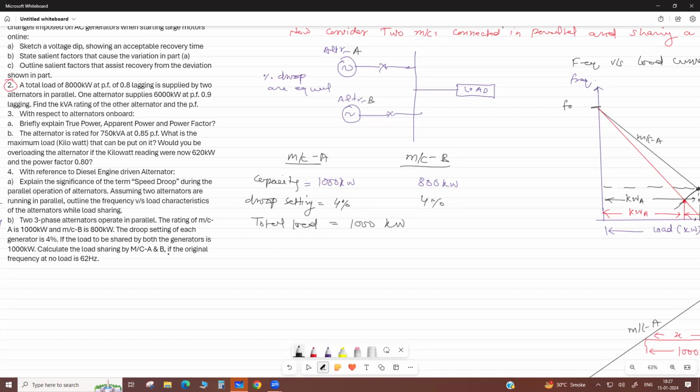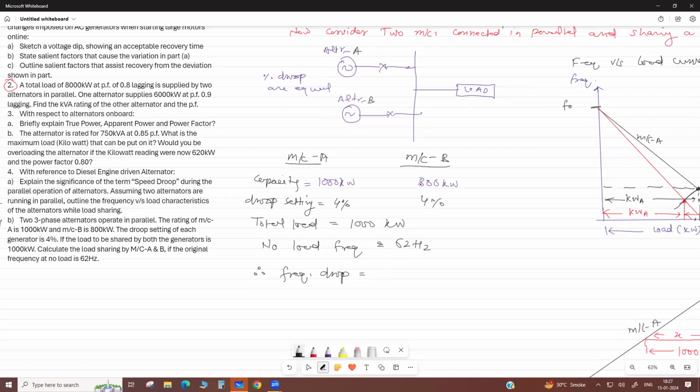So calculate the load sharing. Now the no load frequency is given. What is the frequency at no load? 62 hertz. Then what is the frequency drop? Therefore, the frequency drop from no load to full load.